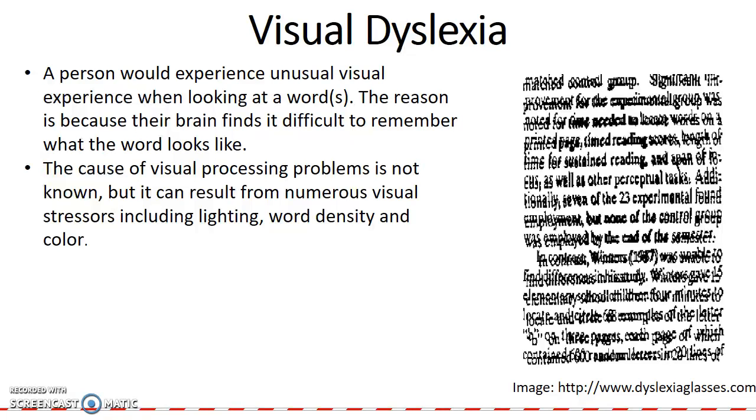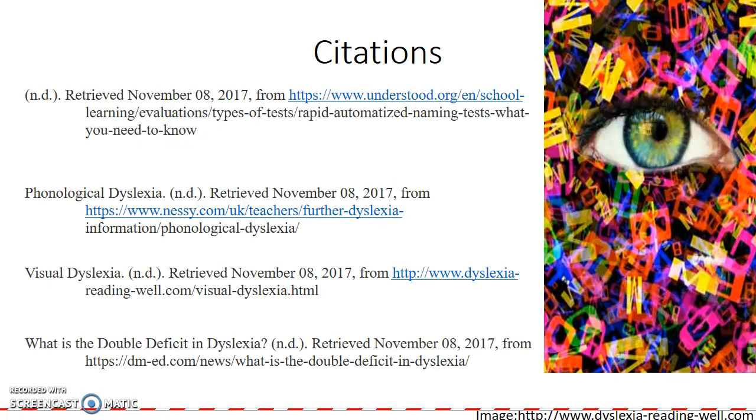The cause of visual processing problems is not known, but it can result from numerous visual stressors, including lighting, word density, and color. Now that we've covered a few of the topics on dyslexia, I hope you understand what dyslexia means and how it can affect students and even adults.